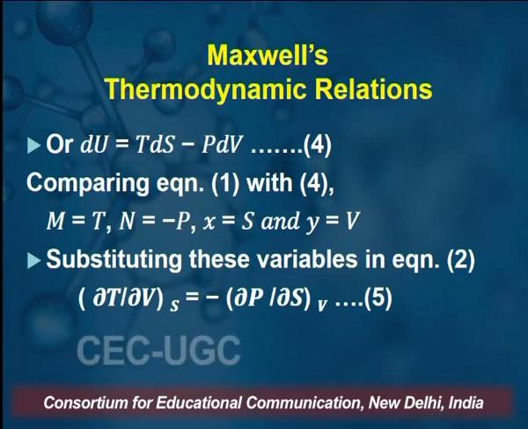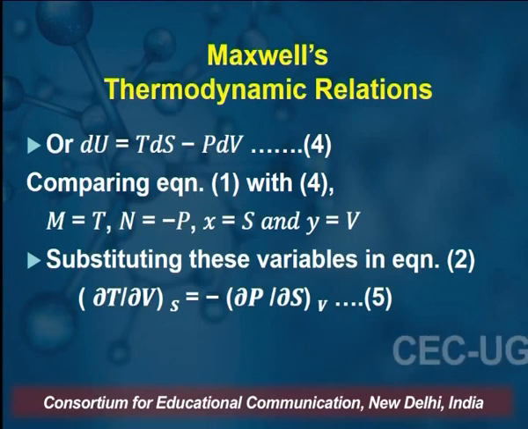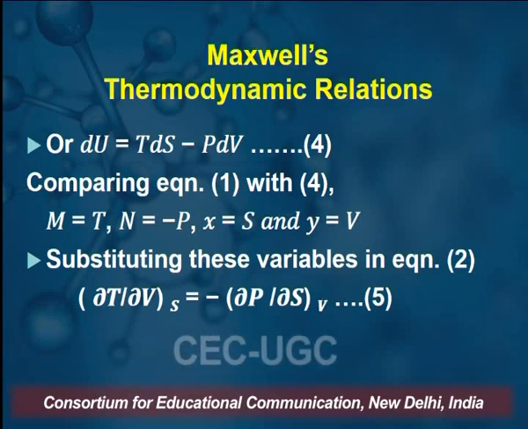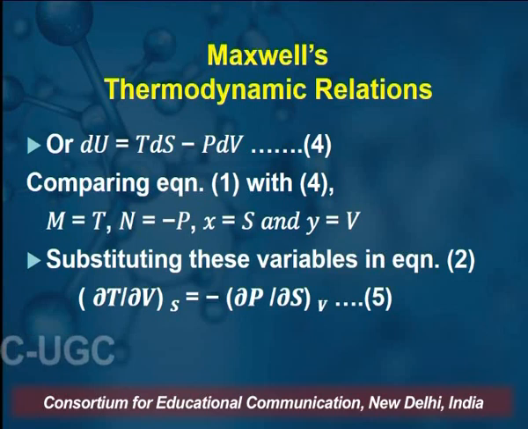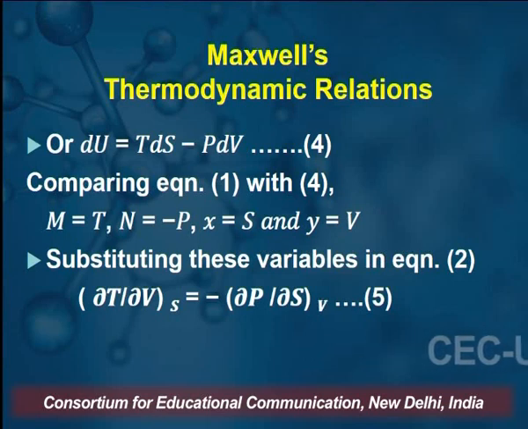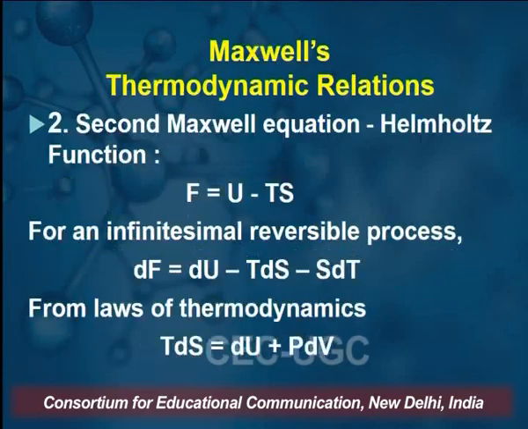If we substitute these variables in equation 2, what do we get? Delta T by delta V at constant S is equal to minus delta p by delta S at constant V. This is the first Maxwell's relation, and you can see it is combining the differential of temperature with the differential of pressure.